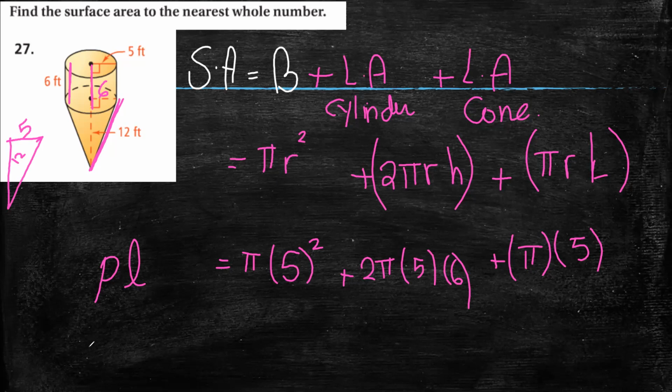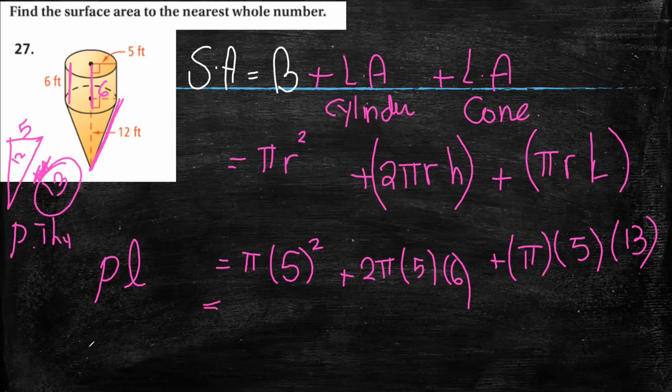There is a relationship between them. After you find it by the Pythagorean theorem, you will find that it is 13, because 5 squared plus 12 squared is 169, and the square root of 169 is 13. So the slant height here is 13. Is it clear? For the cylinder you use the height, and for the cone you use the slant height. Don't use 12. Use the slant height, which is 13.